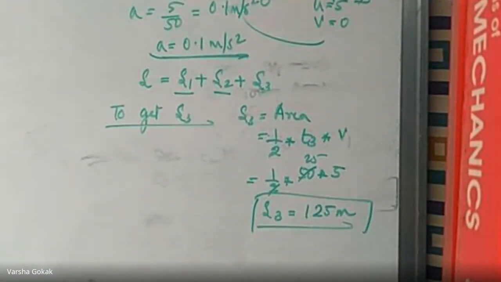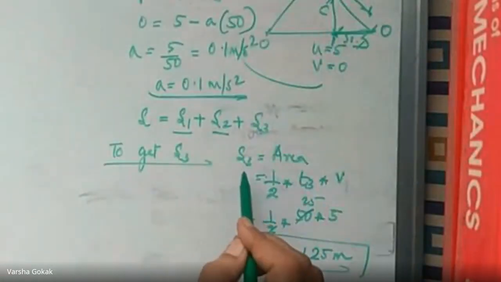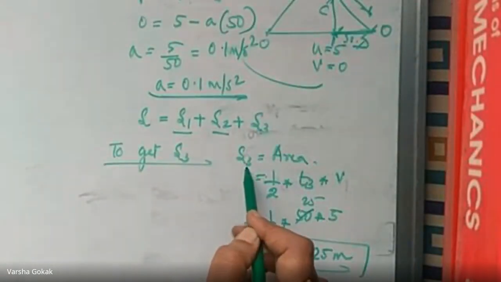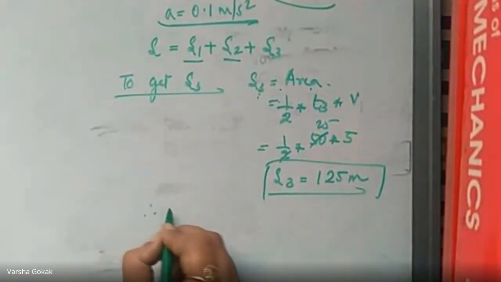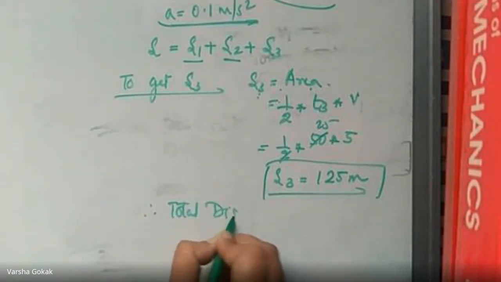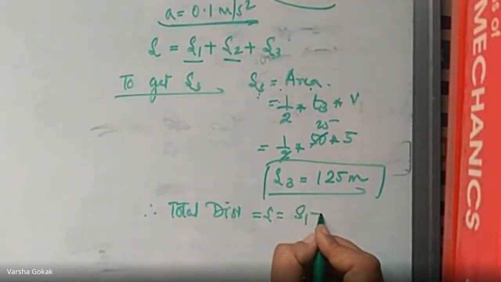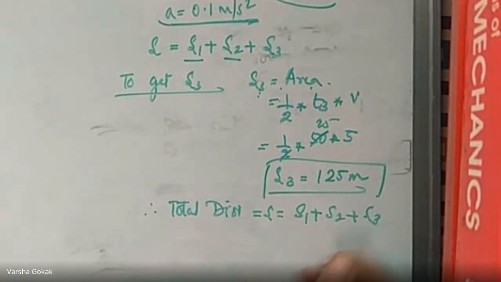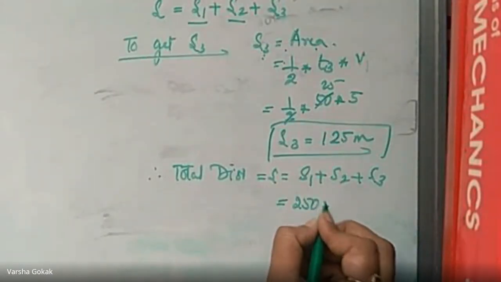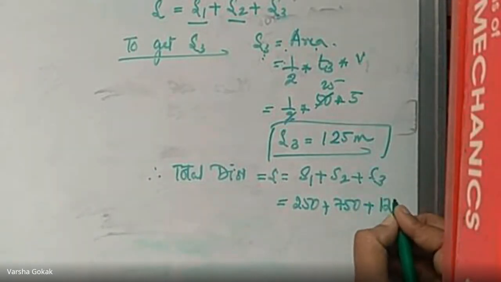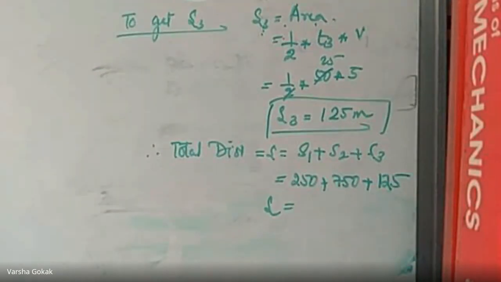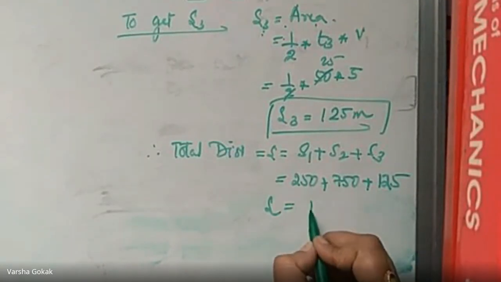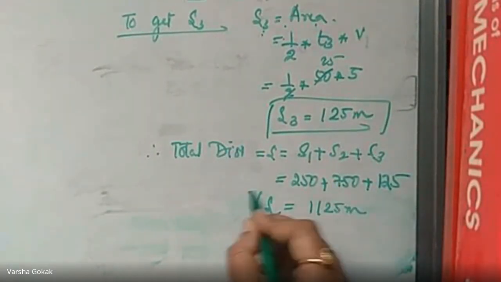Correct? I used for motion C to D the equation that distance traveled will be given by the area. So from there I got the S3 value. Therefore, total distance S will be equal to S1 plus S2 plus S3. So I have all the three. First it was 250. Next it went for 750. Last it went for 125. We found 125. What is this S value? This only is 1000. 125 meters. This ends the numerical.